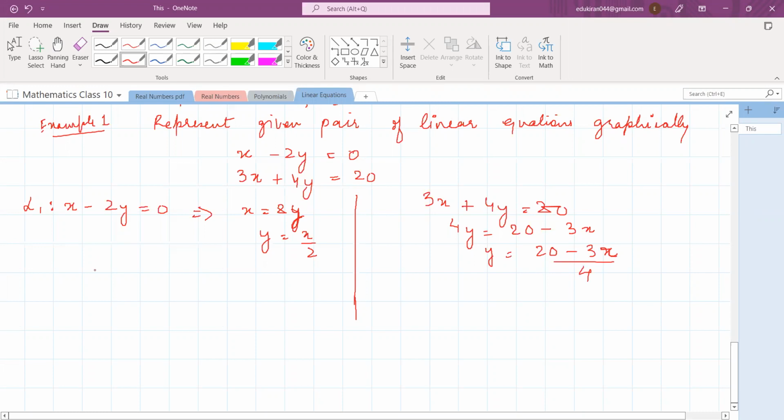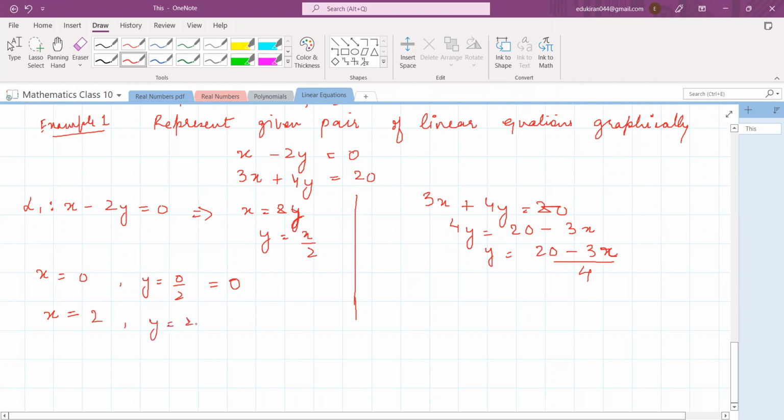Take up different values. For example, I say x is equal to 0. How much is y? Quickly find out. y is 0 by 2, which is also 0, right? Now next take x is equal to 1. So I'll get y is equal to half. I am just trying to avoid fractions. Let's take x is equal to 2.